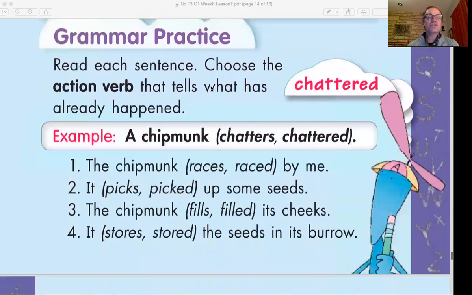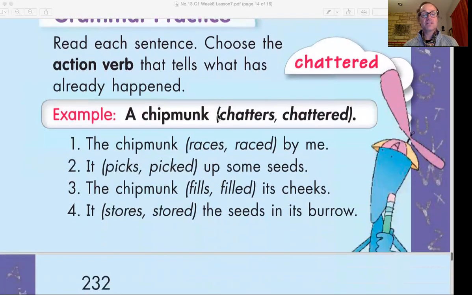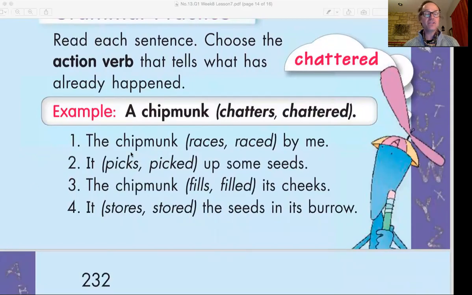Read each sentence and choose the action verb that tells what has already happened. Past tense. So let's look at the example together, and then you can do these 4. A chipmunk chatters. A chipmunk chattered. Which one is happening now, and which one is a past tense action verb? That's what we're looking for. You're right. If it has an ED at the end, it's past tense, chattered. So now go ahead and do these. Pause this and then do those, and we'll answer those.